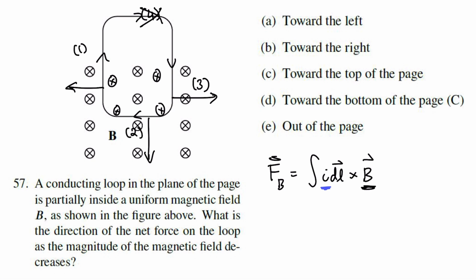So that means that the net force is downward. So the correct option is D. So just make sure you're comfortable using your right-hand rules.